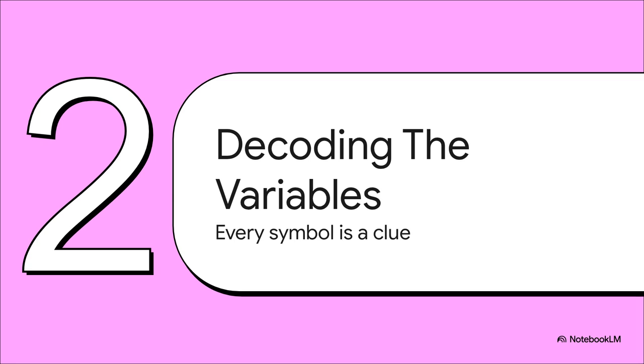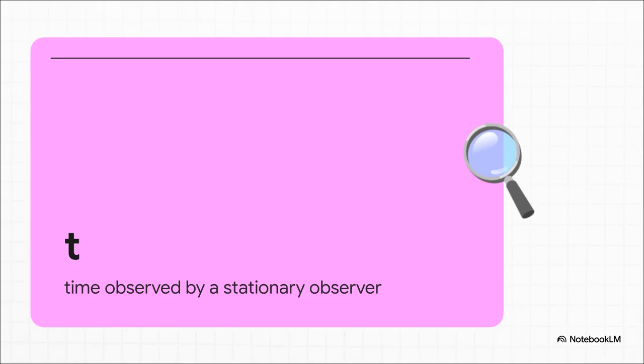Okay, moving on. Section 2, decoding the variables. Look, if you want to crack a big puzzle, you've got to know what all the pieces mean, right? So let's start our investigation. Every single symbol you see is a clue. First up is the letter T. This is our main target. T represents what's called dilated time. So imagine you're just standing still, watching a spaceship whiz by at some crazy speed. T is the time you would measure for that spaceship.